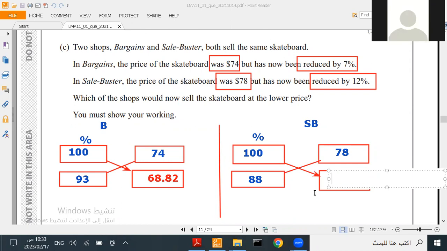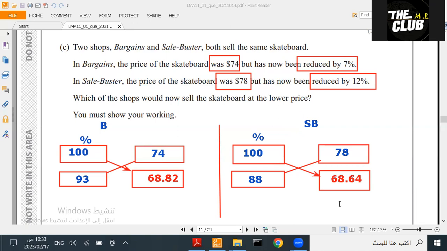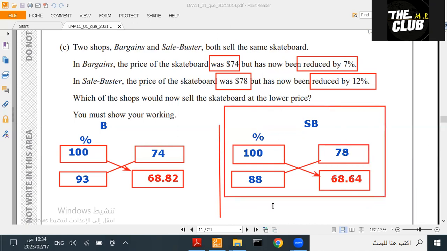So 78 times 88 divide 100 gives 68.64. Very good. And the question is which one is the lower price. So which one is the lower price? Bargains or Sale Buster? Very good, it's Sale Buster. Sale Buster is the lower price. خلاص in the answer you write Sale Buster. That's the idea. You understand it?